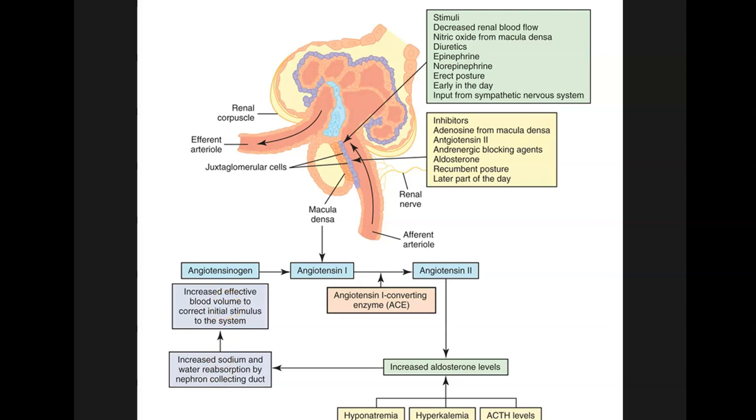which is how your blood pressure is higher during the day, because this is stimulated during being up and during the day, and lower at night when you're laying down. It's also lower simply when you're laying down. Other things that can increase aldosterone levels are increased ACTH levels, hyperkalemia, and hyponatremia.